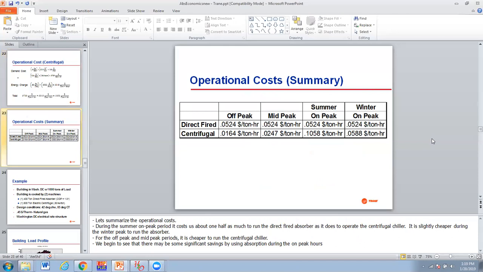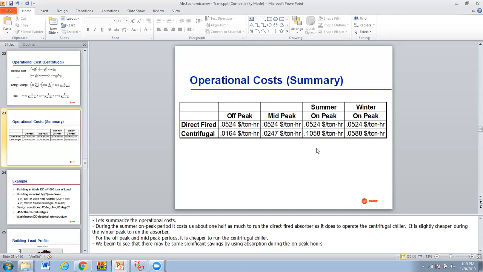Okay, so now we go through and compare the direct fire to the centrifugal for all of our periods of the day. For the off-peak period, oh my goodness, we want to run the centrifugal because it's 1.64 cents a ton hour versus 5.24 cents a ton hour. So you would not want to run your direct fired absorption here. During the mid-peak, the centrifugal is up to 2.47, but still it's about half of what it takes to operate the direct fire, so you wouldn't want to do this.